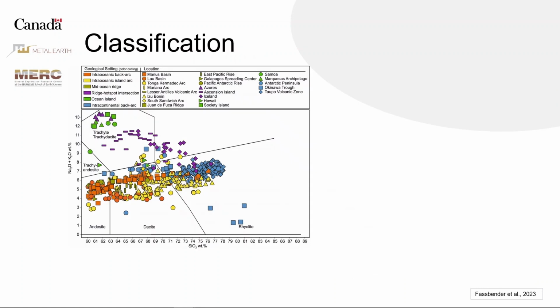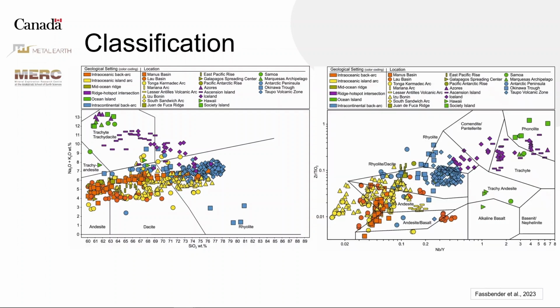And we started with a simple classification. So you have seen the TAS diagram before with SiO2 on the x-axis and sodium potassium oxide on the y-axis. And we can see that samples from the ocean island and ridge hotspot intersections tend to plot at the higher potassium oxide and generally have lower SiO2 concentrations, and samples from intraoceanic arc and backarc environments generally have slightly lower SiO2 concentrations, and they are more tholeiitic. Intracontinental arc and backarc environments generally have high SiO2 concentrations, and their sodium potassium oxides are quite variable.